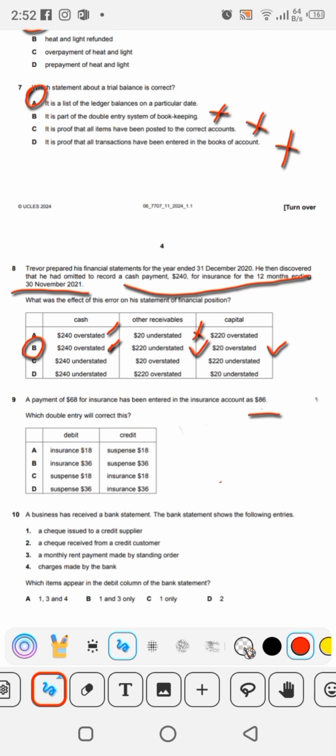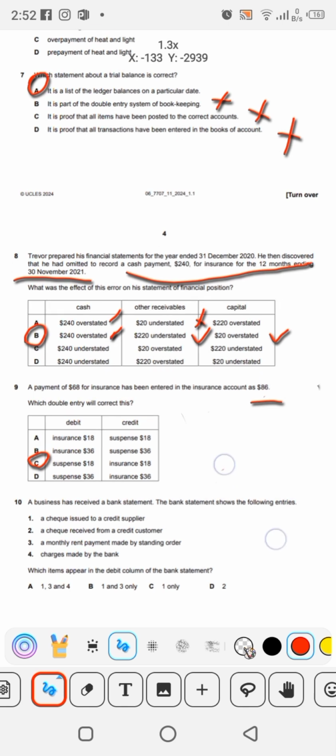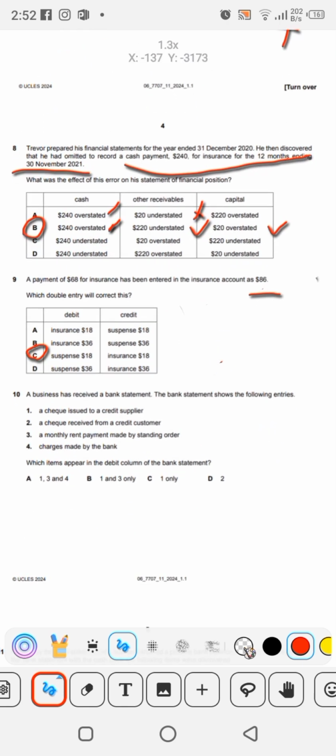So a payment of 68 for insurance has been entered in the insurance account as 86, which double entry will correct this? So part C, because the correct entry would have been to debit the insurance account with 68 and then credit the bank account or cash account with 68, but we debited more, so we will reverse it. We will credit the extra amount, which is $18, and then we will use the suspense account.